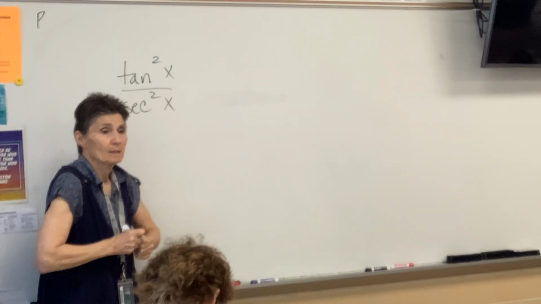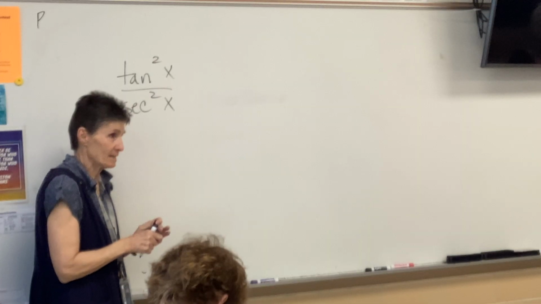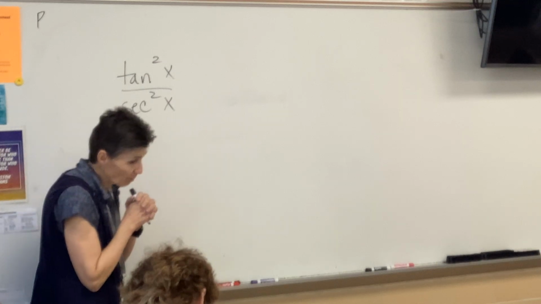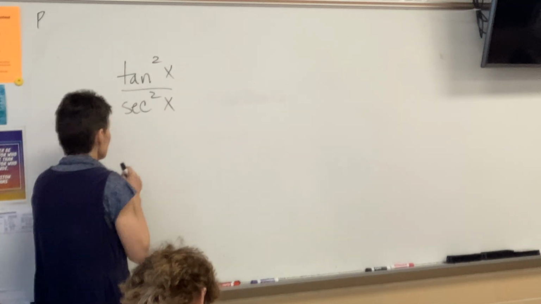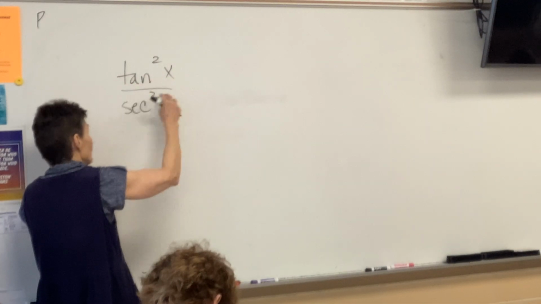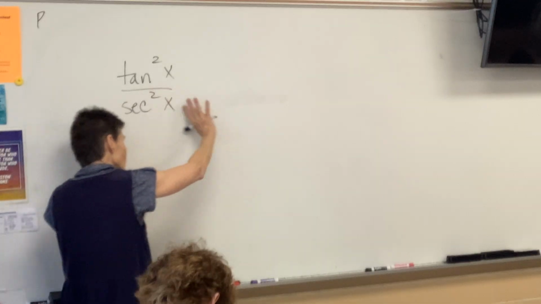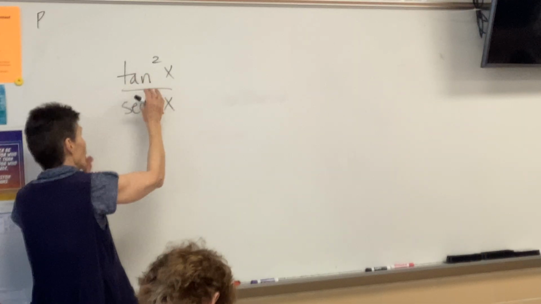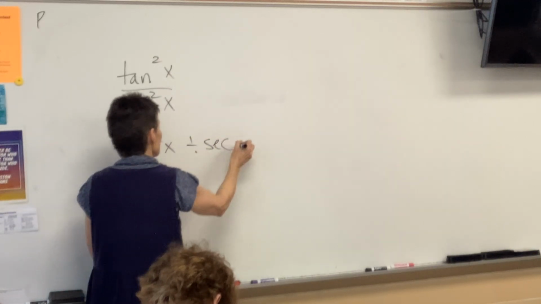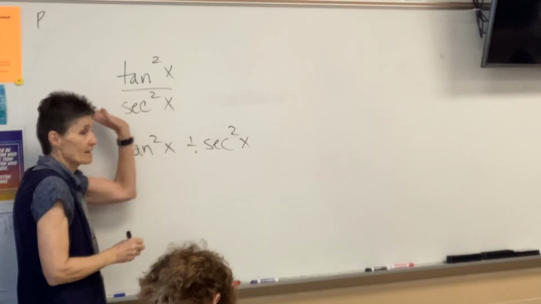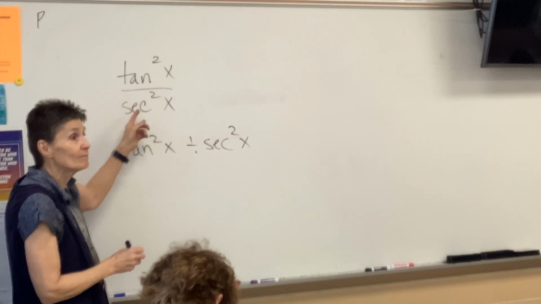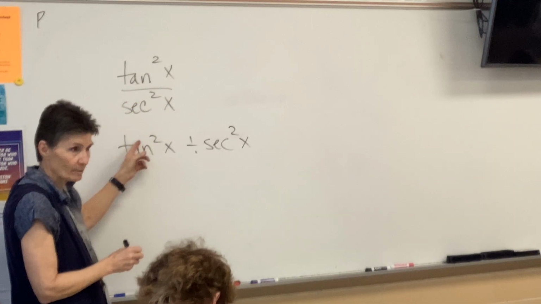Our job is to simplify this. If you remember, we did a couple problems like this already. And I suggested to you that when it is just something over something, there's not an addition, there's not another part to the problem, it's just thing over thing, that you write it out longhand. So instead of writing it as a fraction, we write it as tangent squared divided by secant squared.